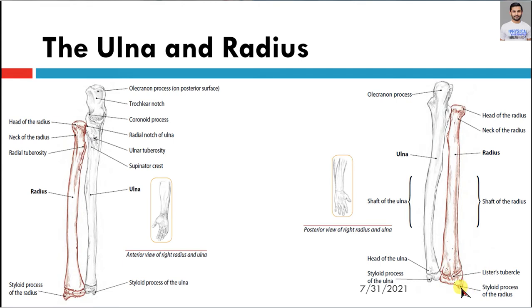The styloid process helps you to identify between the radius and the carpal bones or the proximal row of carpals. So this is very important. The ulnar styloid process is very short and very little, and it does not usually help much, but still there is a lot of space, so it gives you space to explore the soft tissue area between the radiocarpal joint.